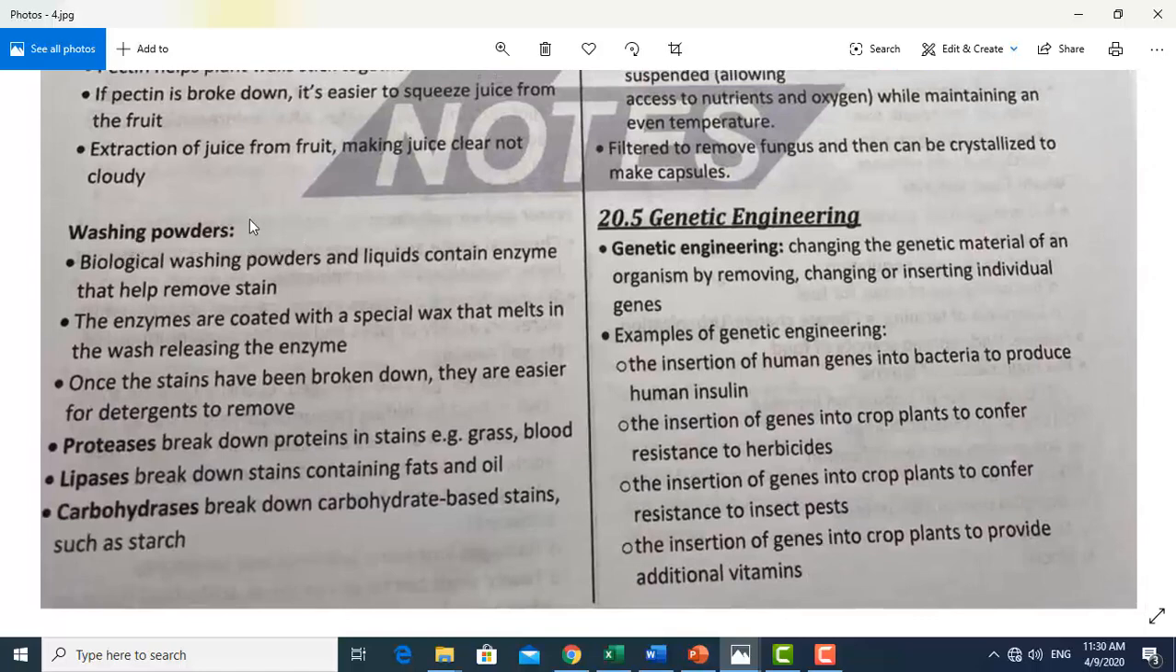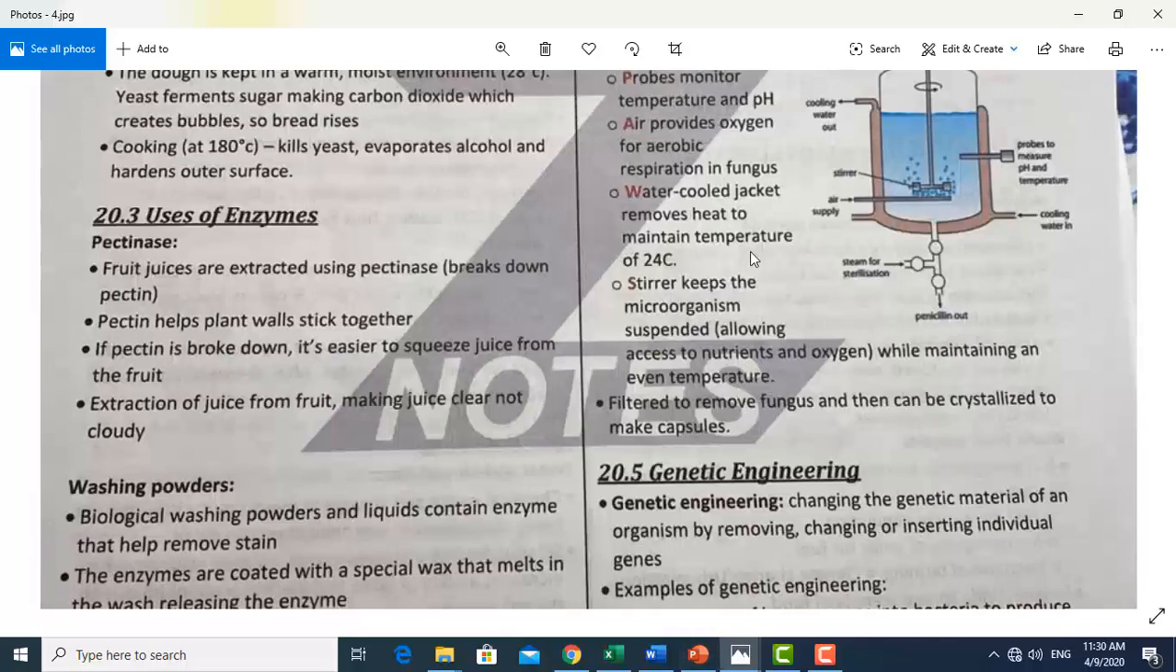Washing powders, like soap in general, Dixan for washing clothes and stuff like that. These biological washing powders and liquids contain enzymes that help them remove the stain, and the enzymes are coated with special wax that melts in the wash, releasing the enzyme. Once the stains have been broken down, they are easier for detergents to remove. The protease breaks down protein in stains, like grass and blood. Lipase breaks down fat and oil. Carbohydrase breaks down carbohydrate-based stains, like starch.